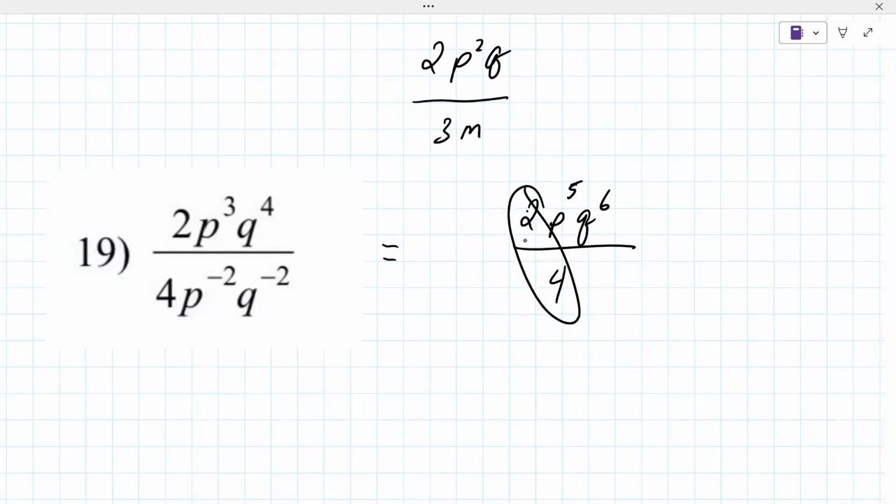We didn't talk about that. They're both divisible by 2, so you divide them both by 2. All right, you get p to the 5th, q to the 6th over 2, like that.